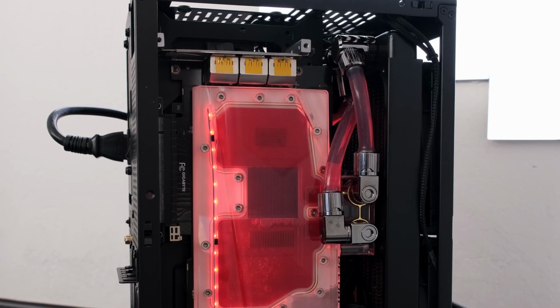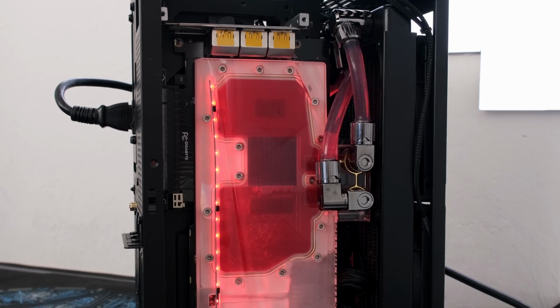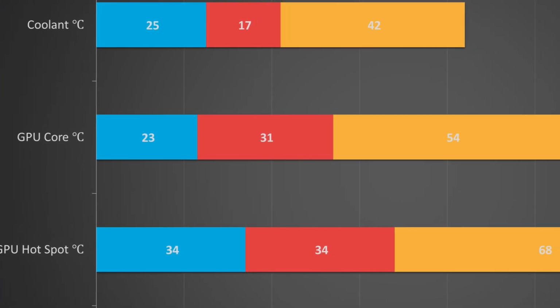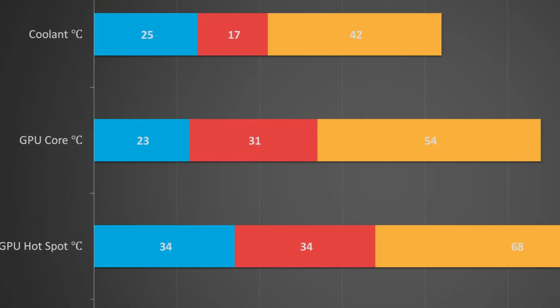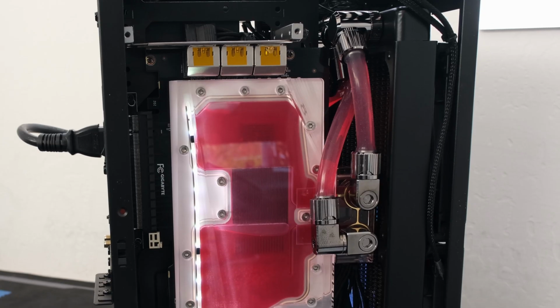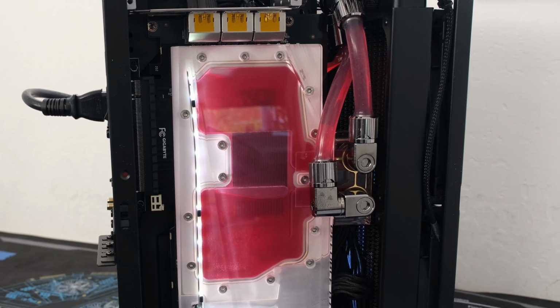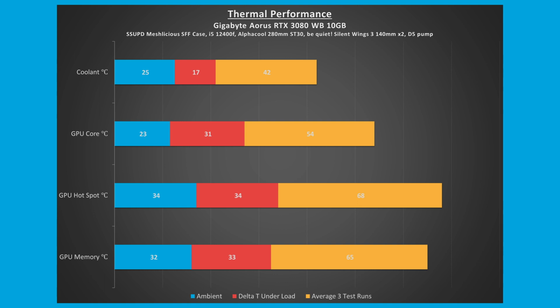For the ITX Meshlicious case full mesh version, the GPU core temperature rose 31 degrees Celsius from an ambient 23 degrees to 54 degrees Celsius under load. In addition, the memory rose 33 degrees Celsius from an ambient 32 degrees to 65 degrees Celsius under load.